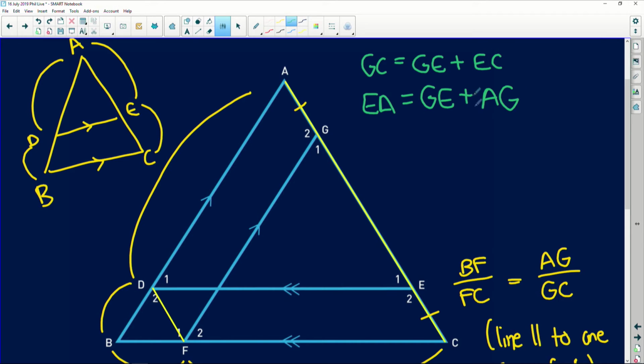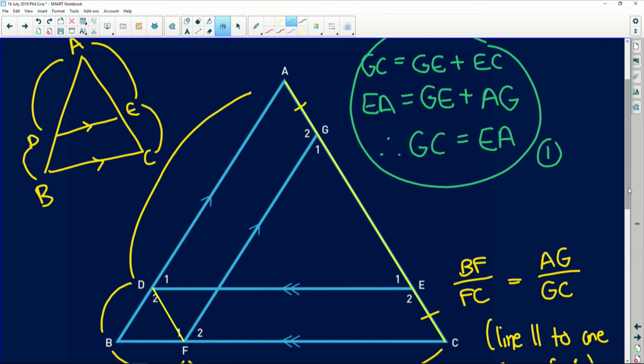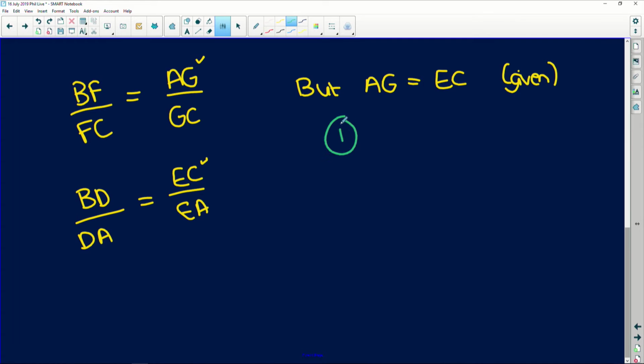Now remember, these two expressions are equal to each other. So GE plus EC and GE plus an expression that's equal to EC means that these two sides are equal. GC is equal to EA. Okay, so obviously you would write that as part of your proof. You would bring that down here.